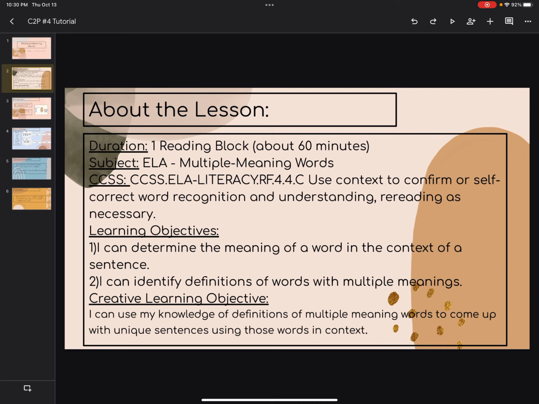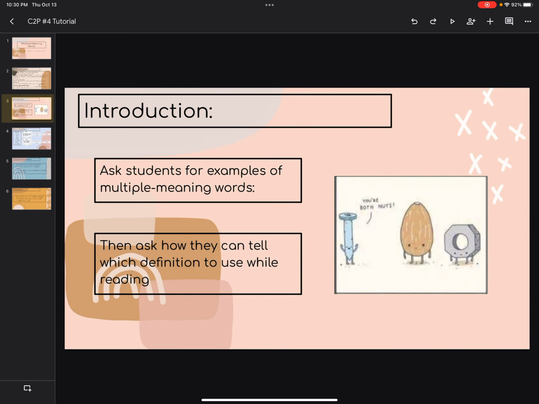The subject, like I said, is reading, focusing on multiple meaning words, and it covers that Common Core standard. The learning objectives are determining the meaning of a word in context of a sentence and identifying definitions of words with multiple meanings. And then the creative learning objective is: I can use my knowledge of definitions of multiple meaning words to come up with unique sentences using those words in context. That's the application of the words.